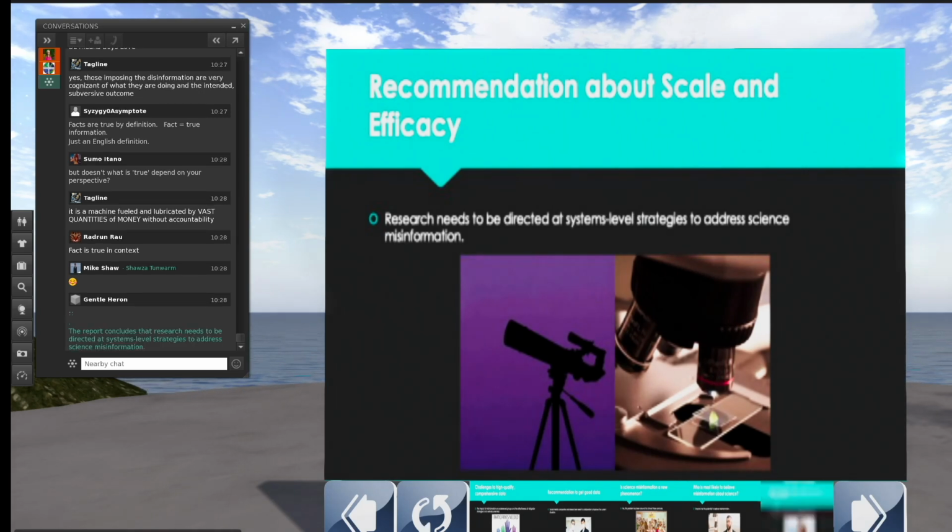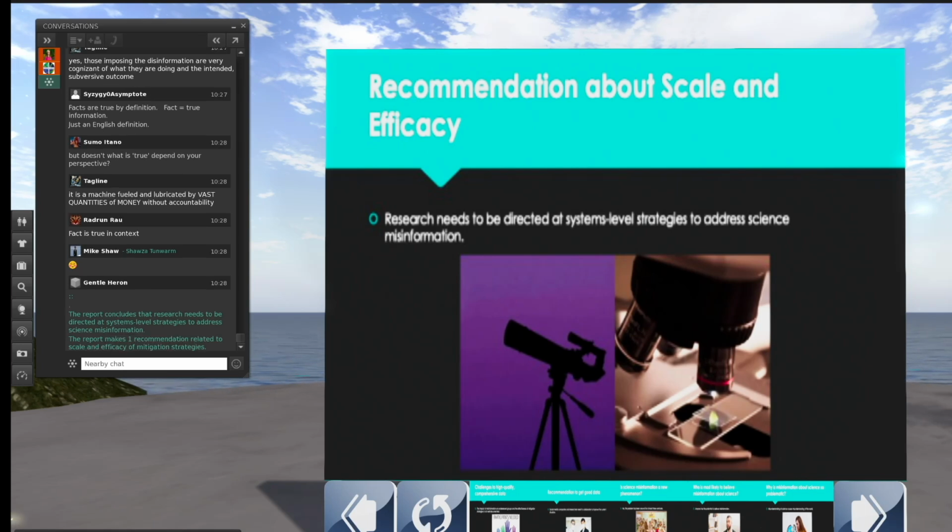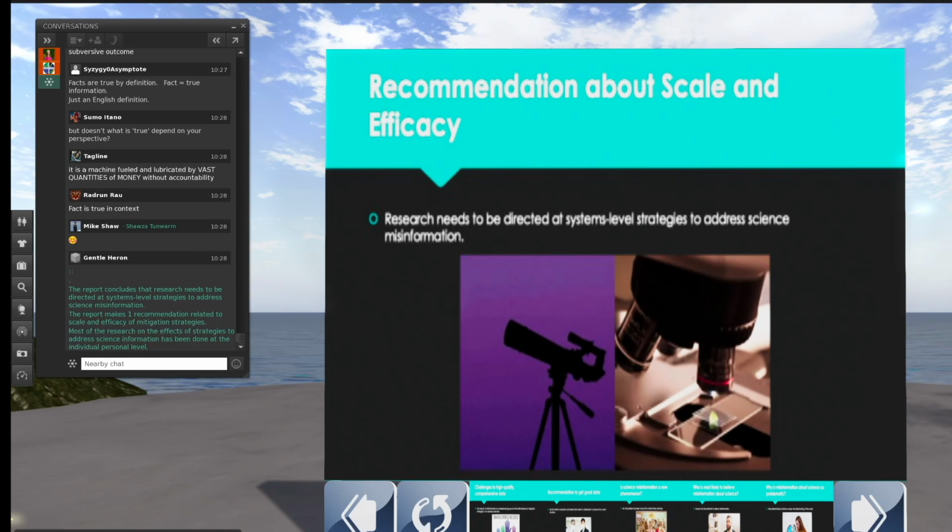So the report concludes that research needs to be directed at system-level strategies to address science misinformation. And they make a recommendation related to scale and efficacy of mitigation strategies. Most of the research on the effects of strategies to address science misinformation has been done at the individual, personal level.